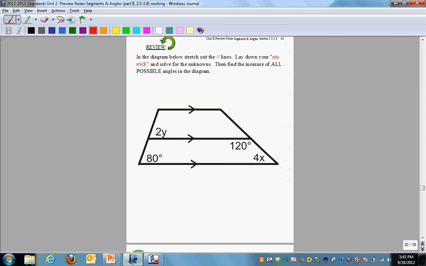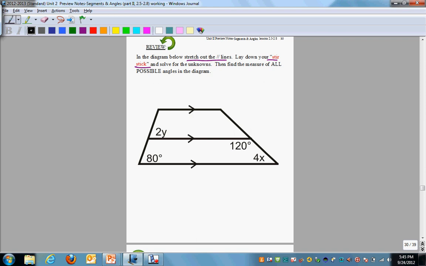We're going to recap parallel lines, and what we learned in class. It says in the diagram below, stretch out the parallel lines. Lay down your stir stick and solve for the unknowns. Find all possible angle measures in the diagram.